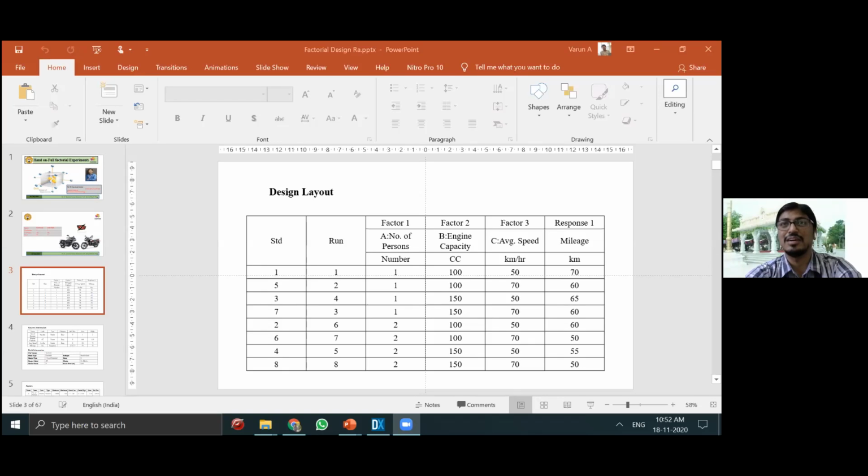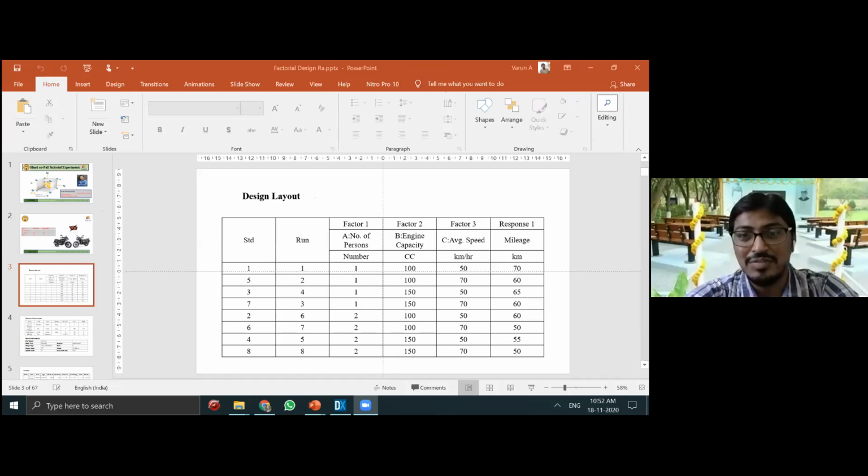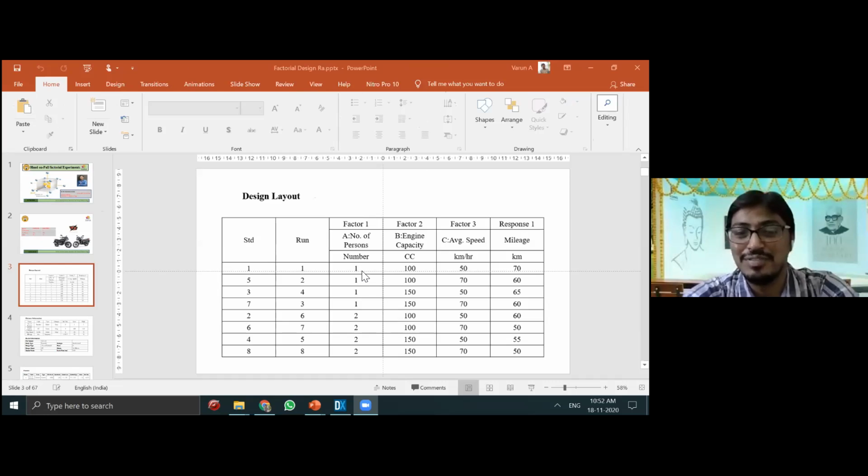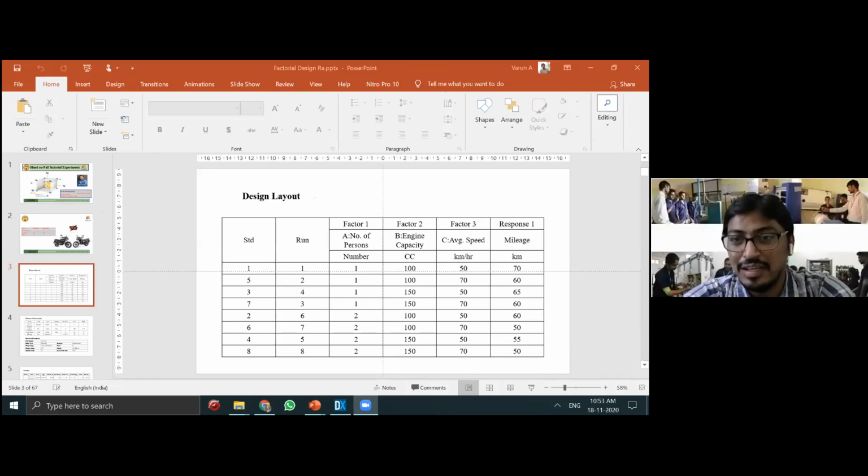Keep it as a hard copy on a paper or somewhere, and go on writing the responses for various run orders. So I have done it for various run orders. Now what I have to do is go on entering the data: for one person, a 100 cc vehicle and 50 kilometers per hour, the mileage is 70.